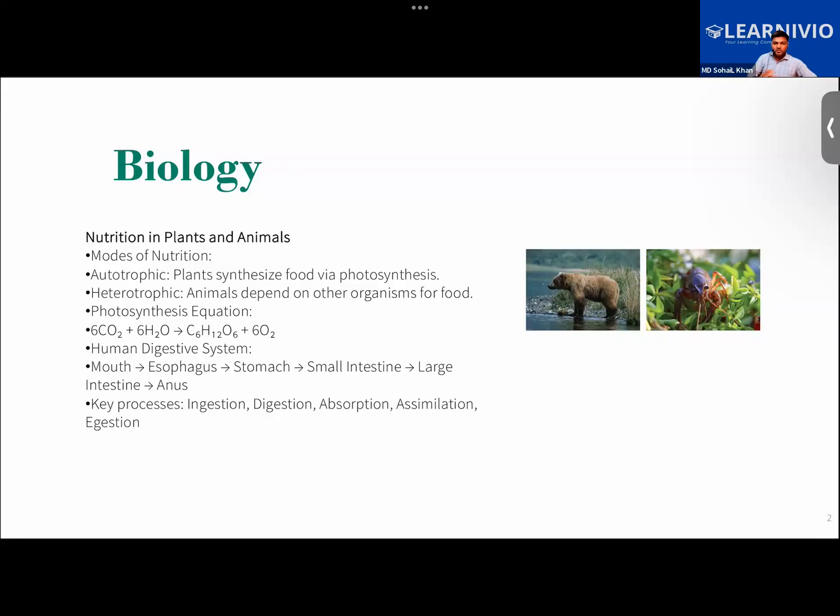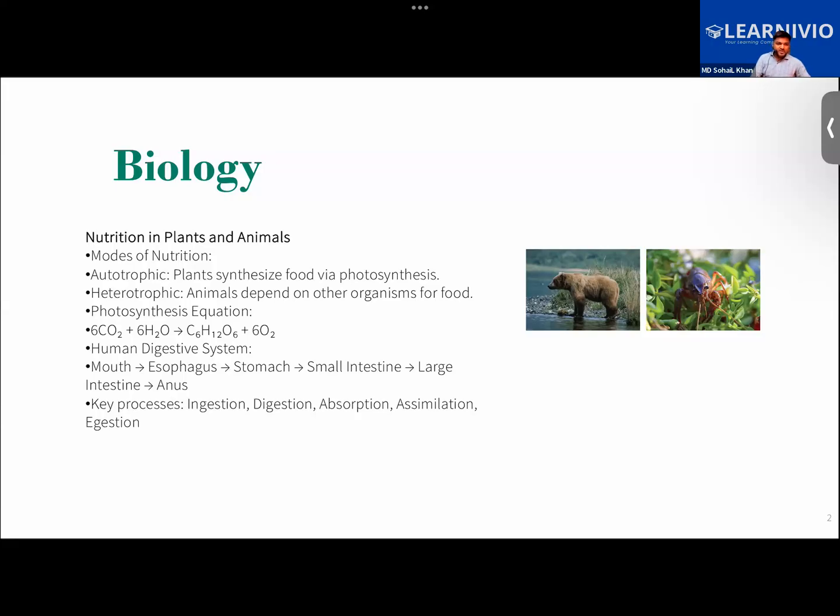Like we did learn about nutrition in plants and nutrition in animals. There we have learned that we have such organisms that can prepare their own food. They are the green plants, which we call autotrophs. Now they can prepare their own food via photosynthesis. This is something which we have learned.